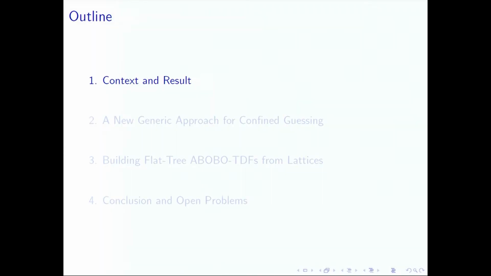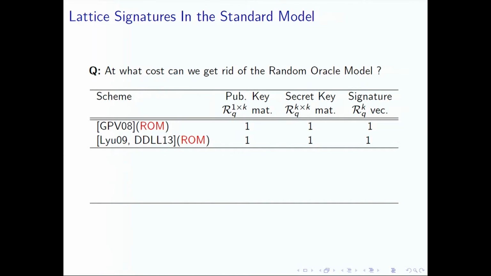So let me first give you the context and our result. The main question we're trying to answer here is, in the case of lattice-based signatures, at what cost can we actually get rid of the random oracle model? We have those two constructions based on the random oracle model. The first one is a hash-and-sign kind of construction, and the second one is based on the Fiat-Shamir transform.